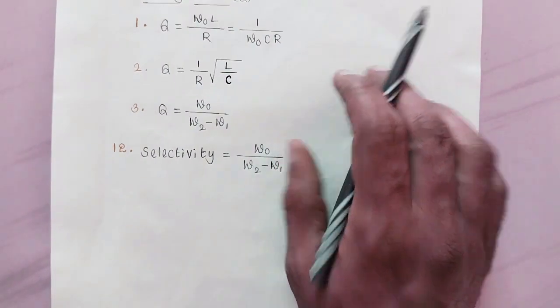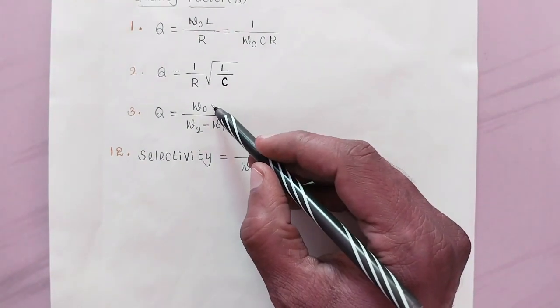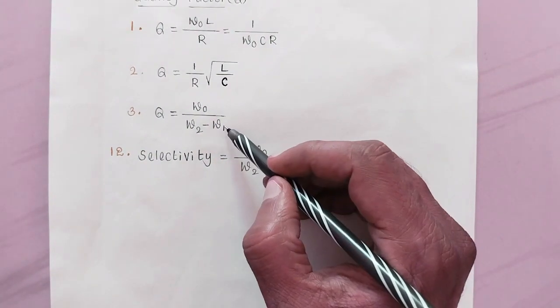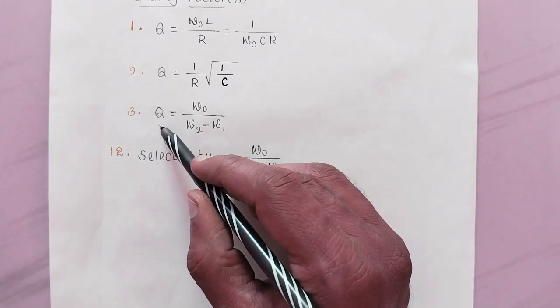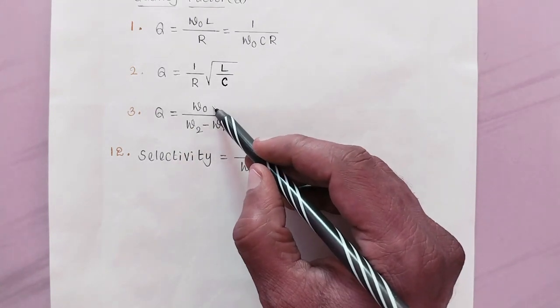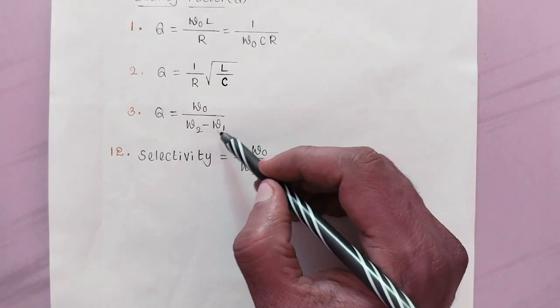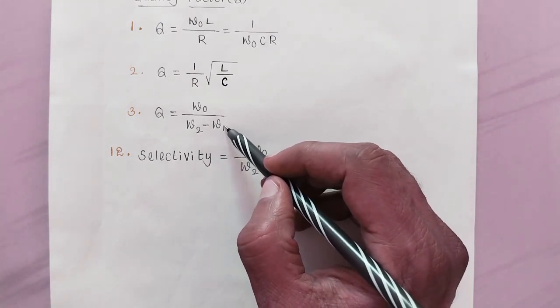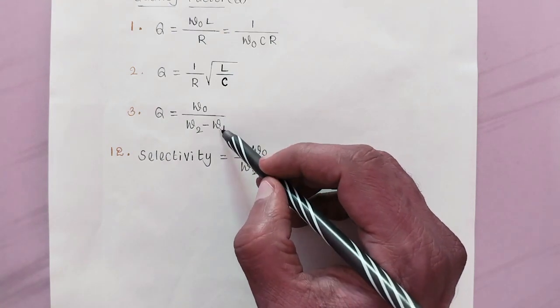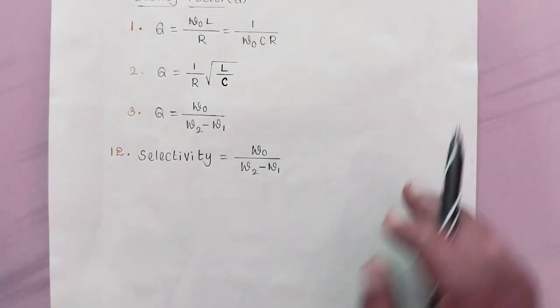Similarly, if you know the resonance frequency in radians per second and the cutoff frequencies in radians per second, the quality factor is equal to the resonance frequency by bandwidth. Omega 2 minus omega 1 is called the bandwidth. So resonance frequency by bandwidth is also the quality factor.